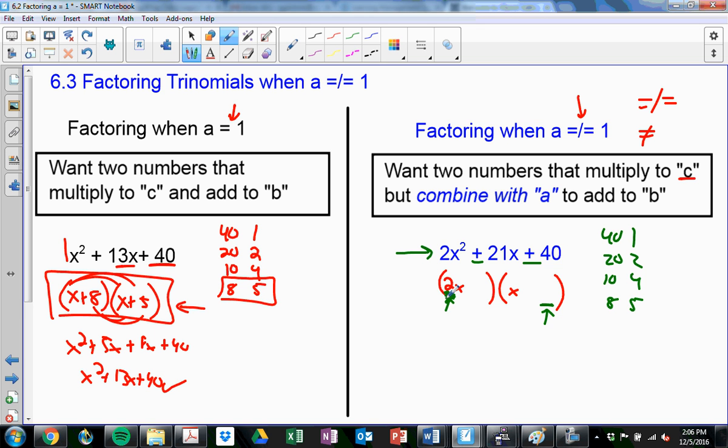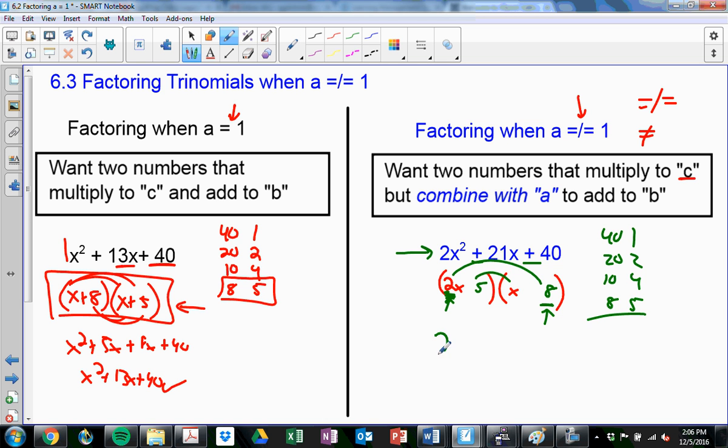And you can start trying things, like if I put a 4 here and a 10 here, that's 8x plus 10x, and 8x plus 10x is 18x, which is not 21x, so that doesn't work. Try something else. What if I did 5 and 8? Like if I put the 8 here and the 5 here, 10x and 8x is 18x. That's still not 21. But if I put the 8 here and the 5 here, there's 16x plus 5x, which is 21x.